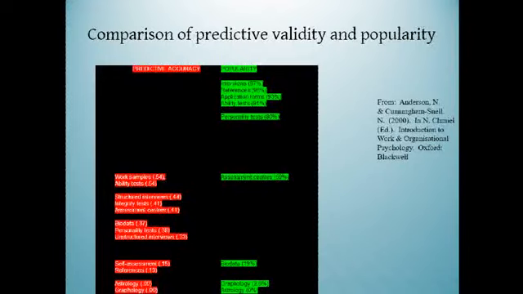Now, here we compare the predictive validity of selection tools with how popular they are. Notice, class, how disproportionately popular interviews and references are compared to how low the validity is, especially for references. Fortunately, we do see ability tests in a lot of professional selection packages, selection processes, which reflects their pretty good level of validity as documented in the evidence.